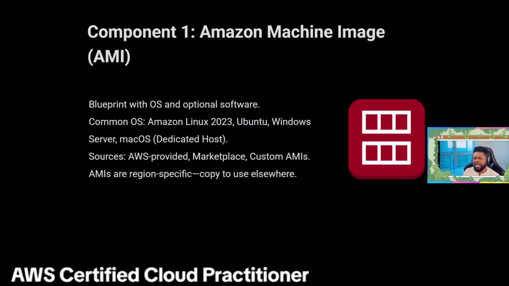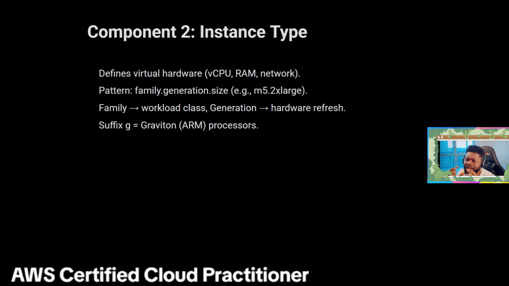Okay. AMIs are region specific. Take note of that. What it means is that a particular AMI, a machine image, is tied to a region. So if you ever wanted to use it in a different region, you have to copy it over, right? You copy it to the other region and then use it there. Okay. So what other component makes up a server?